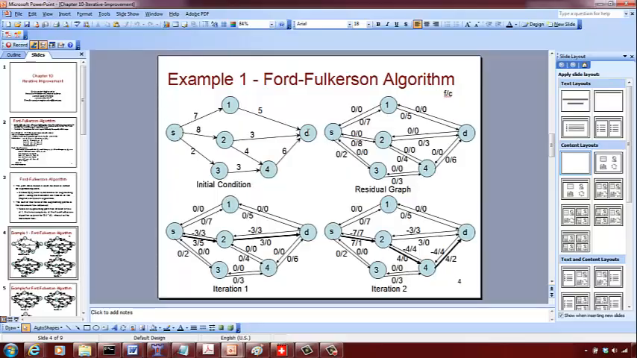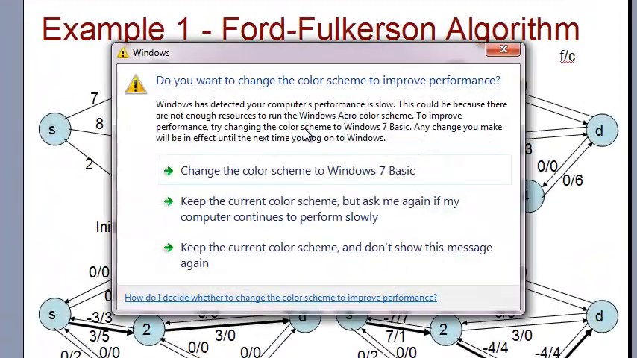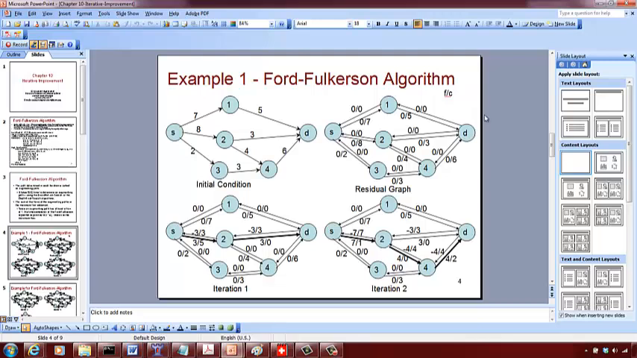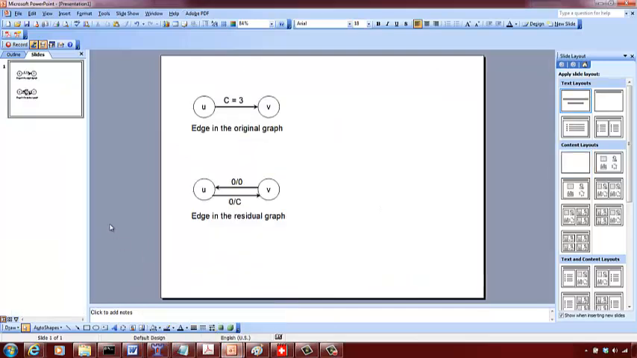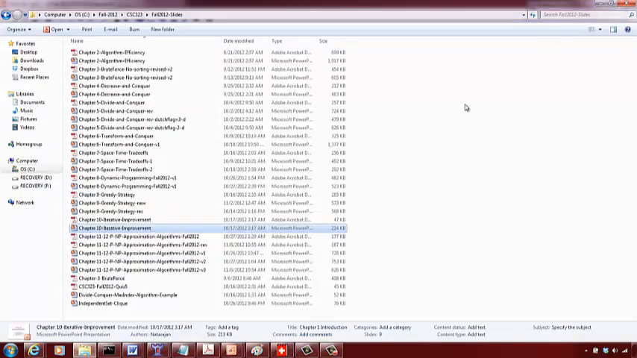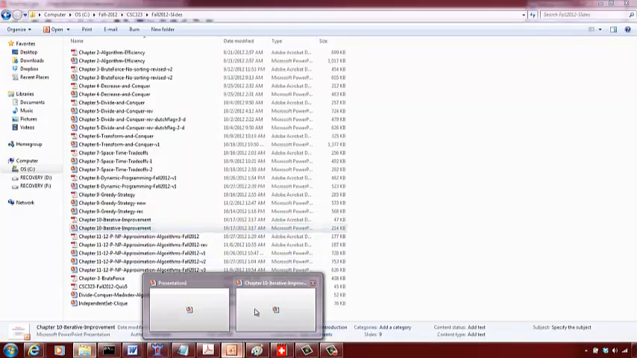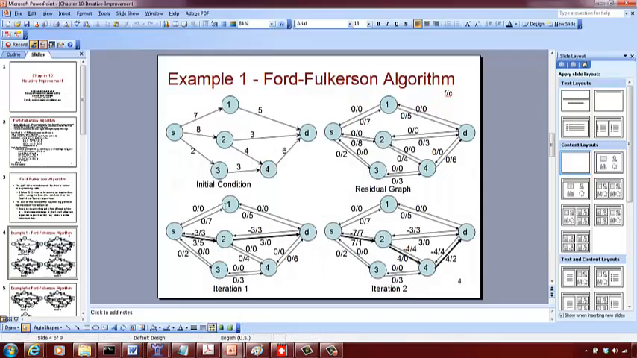So we'll go through iterations in this algorithm, and in each iteration we'll try to saturate at least one edge on the graph. Saturate means use all its capacity. Alright, so the residual graph is a graph that we will use in each iteration to find the flow that is possible on that graph.